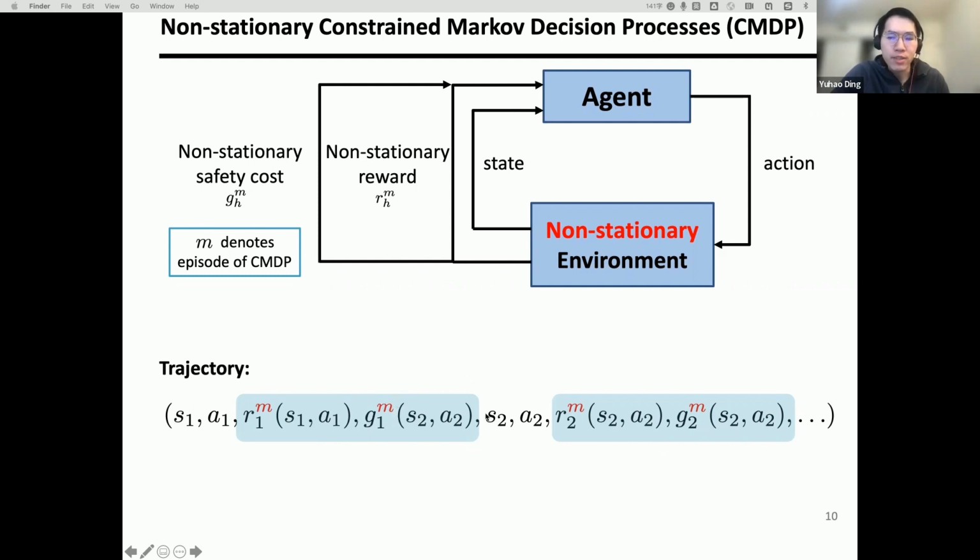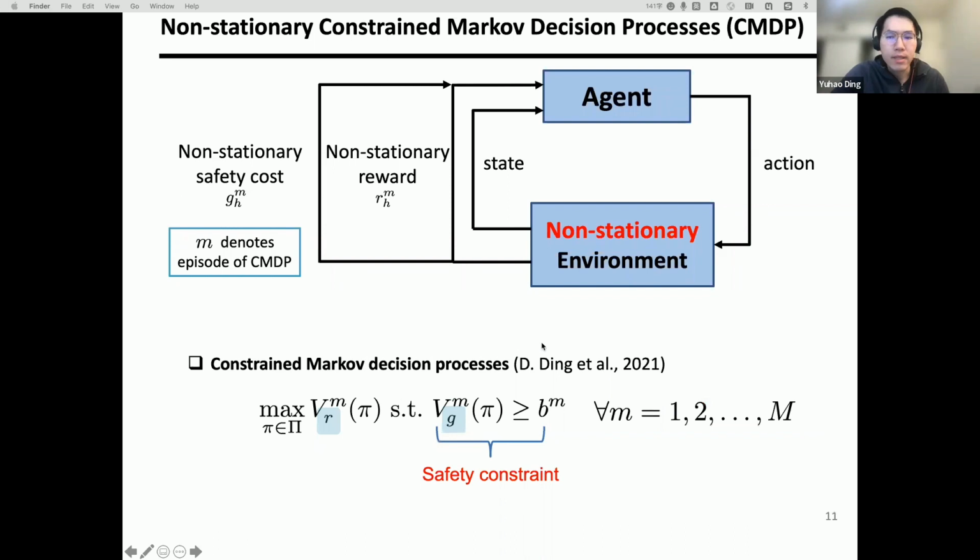Due to the non-stationarity of the environment, these reward and cost feedbacks may vary episode by episode. So they have a superscript m, which denotes the episode of the CMDP. And in each episode m, the agent aims to maximize the expected total reward while satisfying the constraints on the expected total cost via the formulation of the constrained MDP.